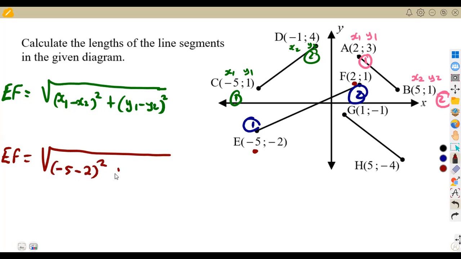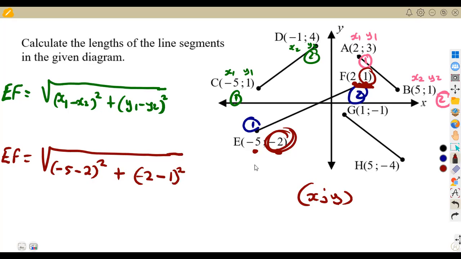You do the same thing on the y values: the y value on the first point minus the y value on the second point. Remember, I said a point is made up of x followed by y. So the y value here is minus 2, minus y2. Already the y here is carrying a negative, so you write it with a negative. You subtract y2, which is the y value on the second point F, which is 1. So this is going to be minus 1 squared.